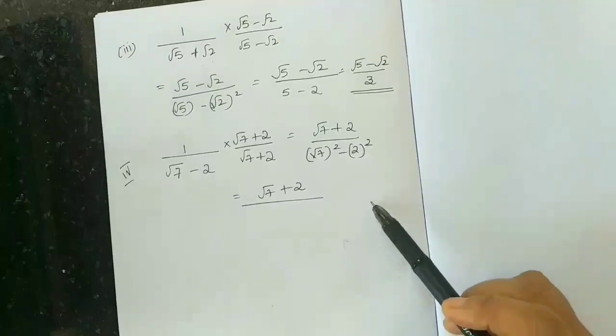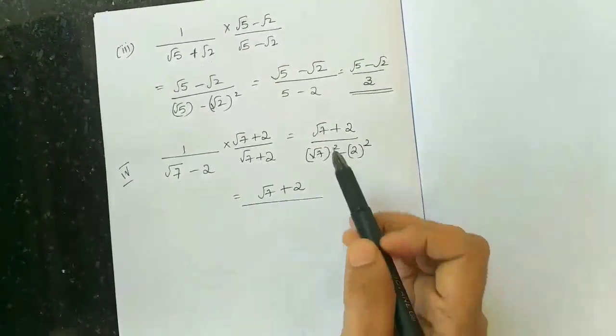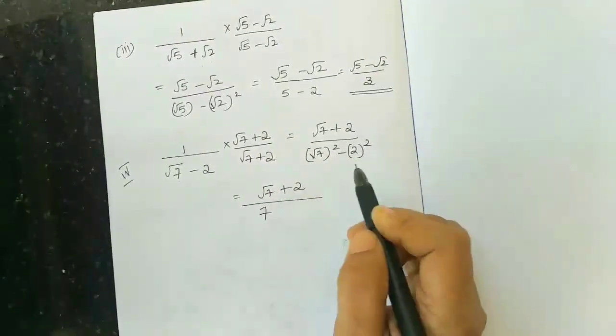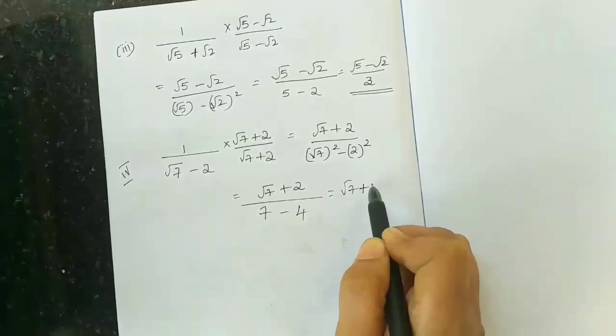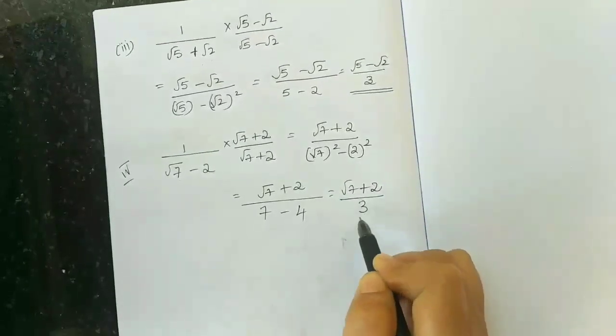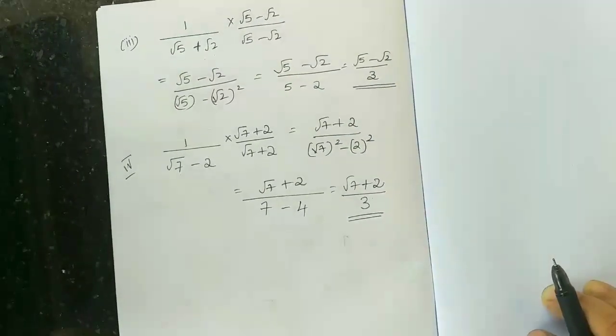The fourth sum here is 1 by root 7 minus 2, again with the conjugate. The final denominator is root 7 square, which is 7 itself, minus 4. The final answer is root 7 plus 2 divided by 3. Okay, hope I'm clear with all these problems.